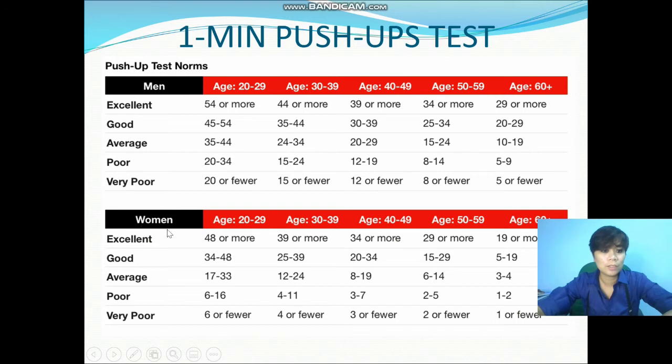Same goes for women. Sorry, I should compare myself here just now. The females are in their own group, and as the women are in the older age groups, we can see what it means by poor, average, good or excellent. That is norm reference measurement, to be compared with age groups and gender. This is only for the push-up test.